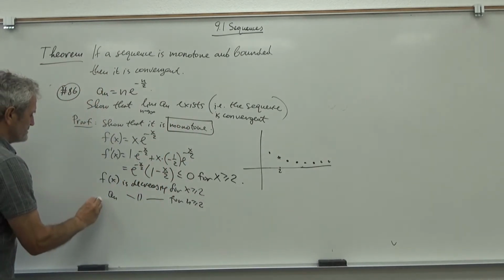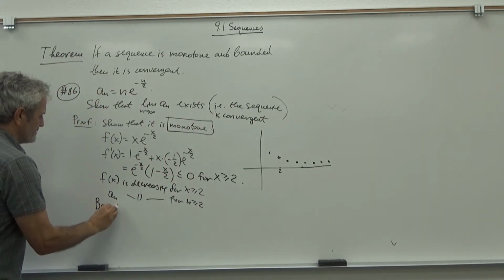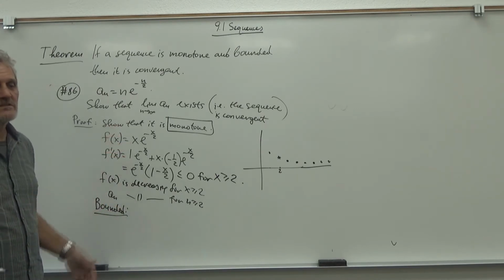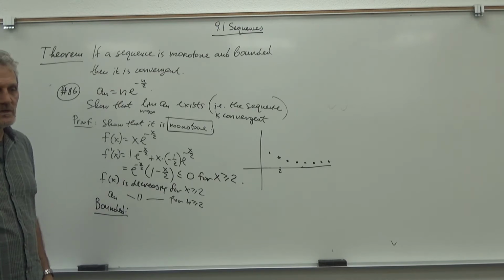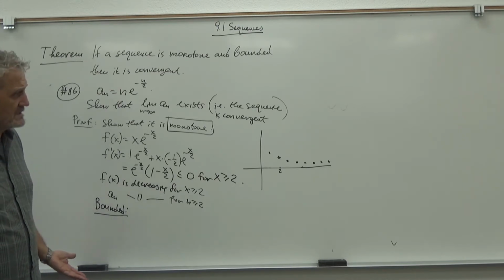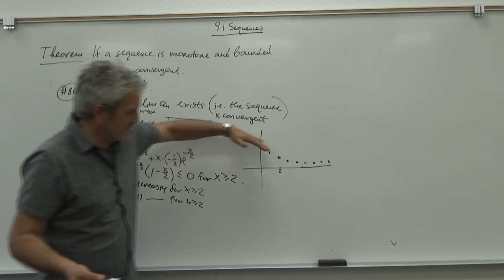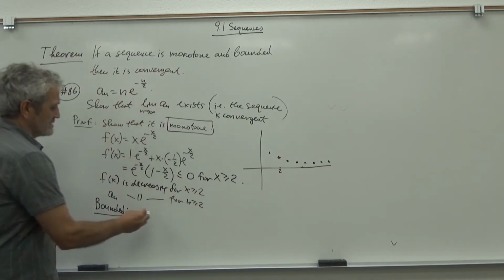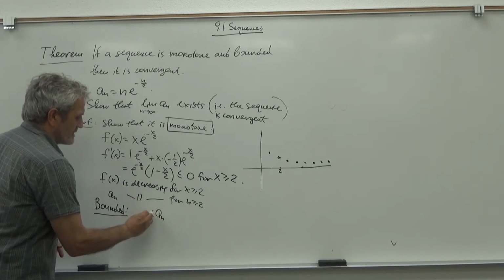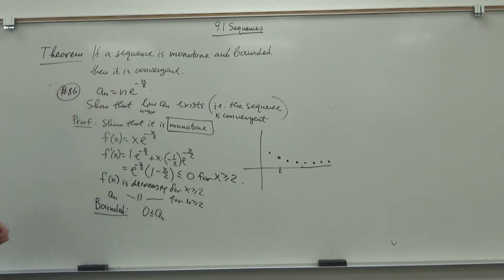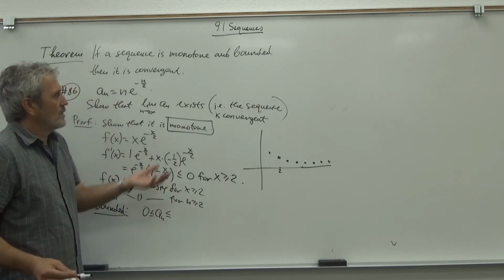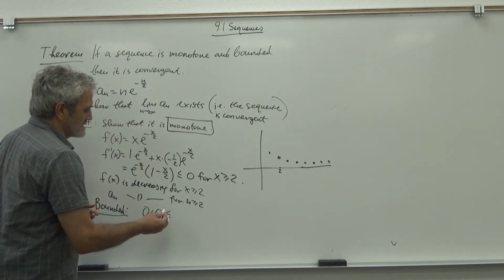Is it bounded? What does bounded mean? There are two numbers so that the values always stay between those two numbers. And the answer is obviously yes. Why? Because a n is always greater than or equal to 0, since the exponential function is positive and n is positive. And then it's less than or equal to what? Whatever a2 is.